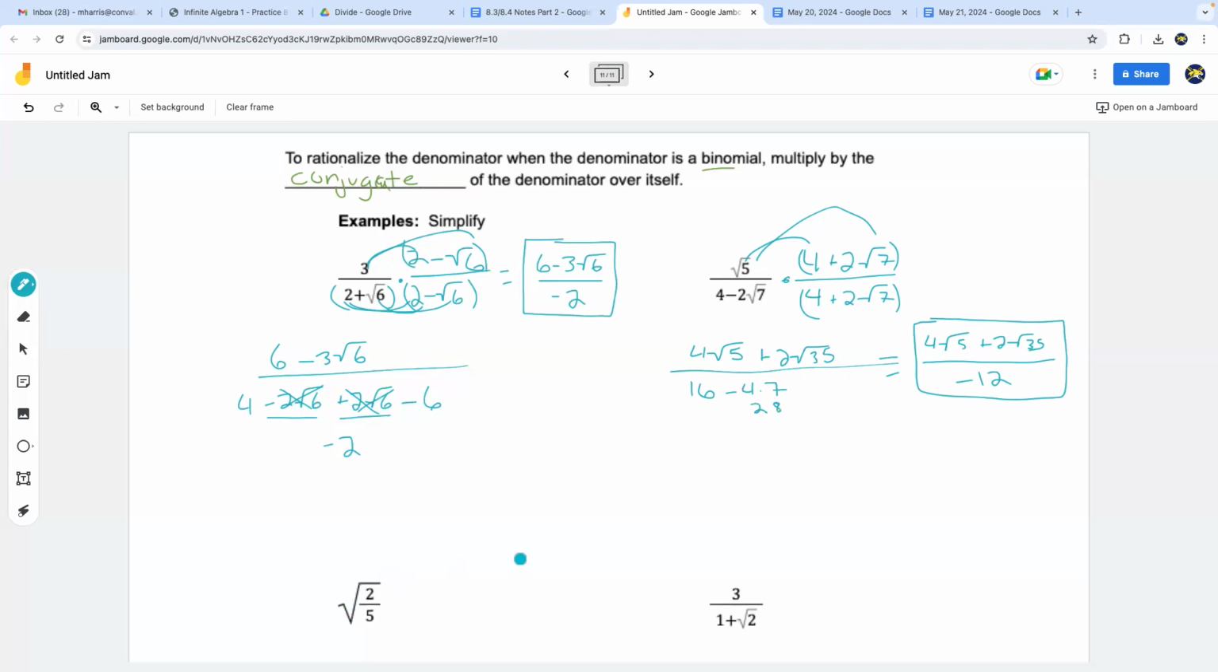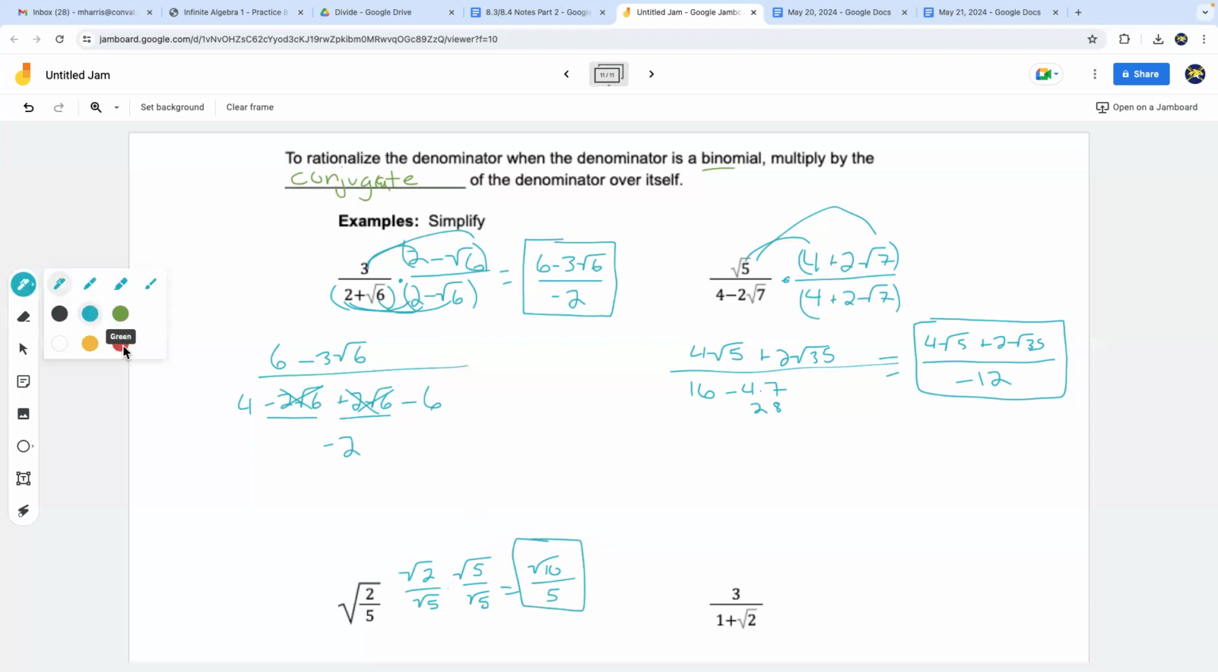Last two. Root 2 over root 5. Oh, here's one of the easy ones. We love these ones. Root 5 over root 5 gives us root 10 over root 5 times root 5 is just 5. Love this one. This was nice and easy compared to my conjugates. All right, and last one.